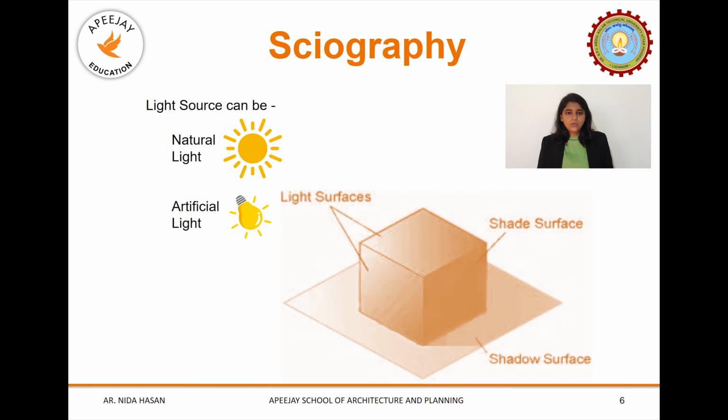Now consider a light source that can be natural, from the sun, or artificial, from a bulb, shining light on an object. The portion or surface on which light is falling is known as the light surface, and the portion or surface which is not receiving direct light from the light source is known as the shade surface. And the dark area where light from a light source is blocked by the object is known as the shadow of the object. Now we can see a few examples.